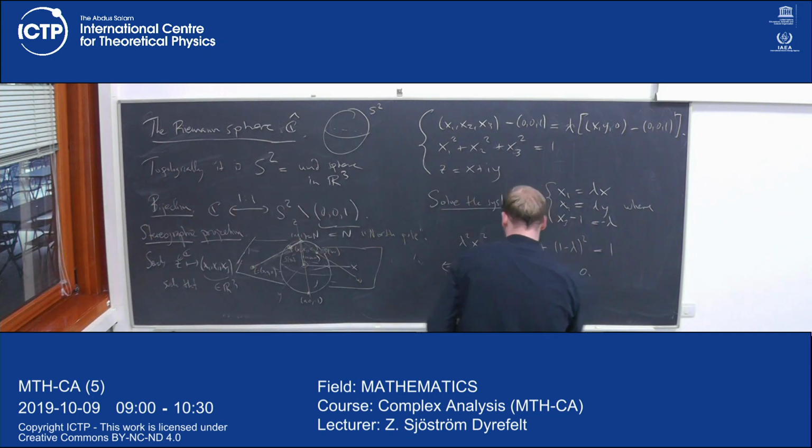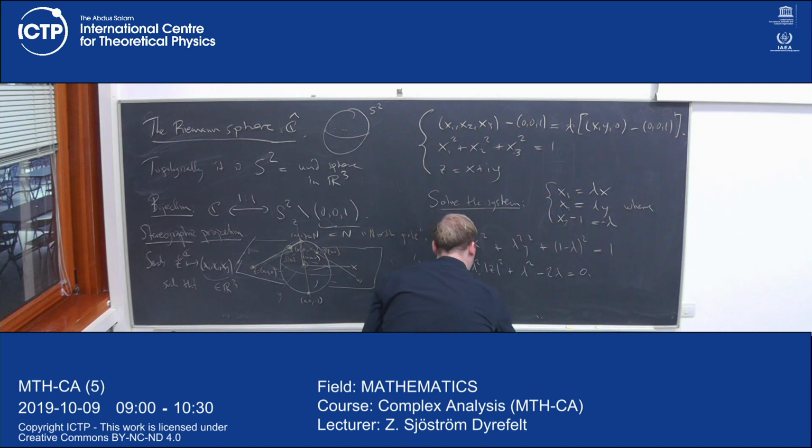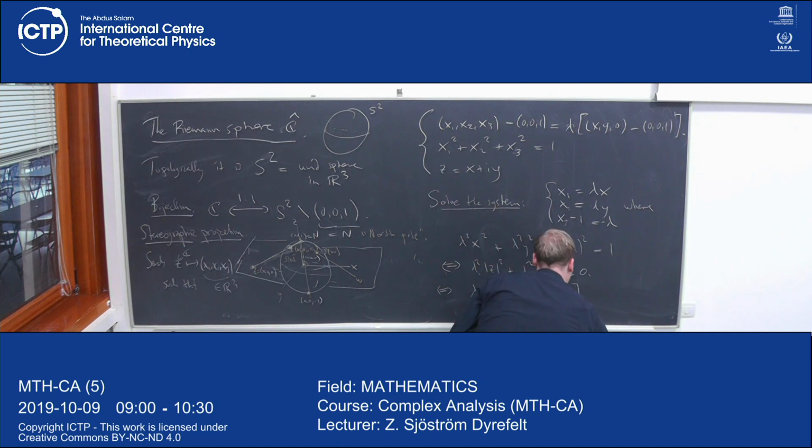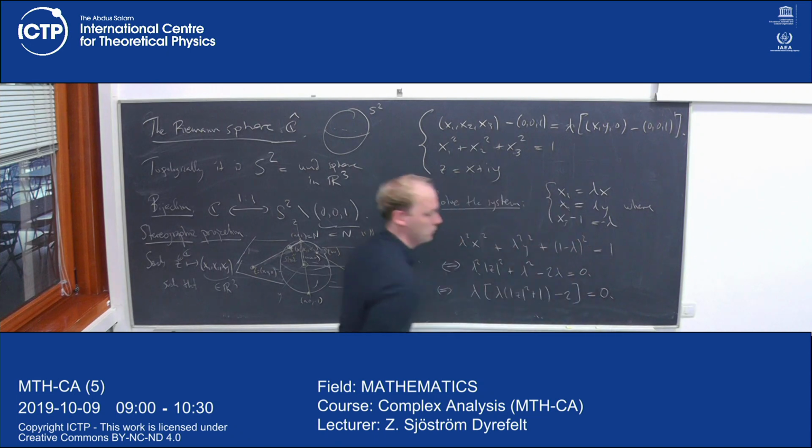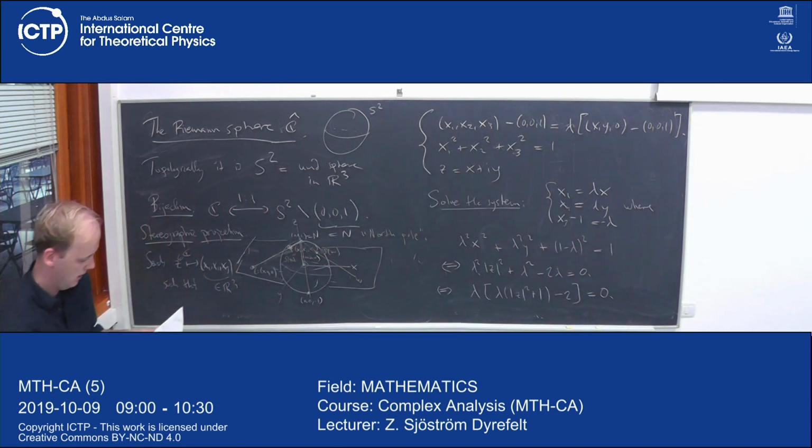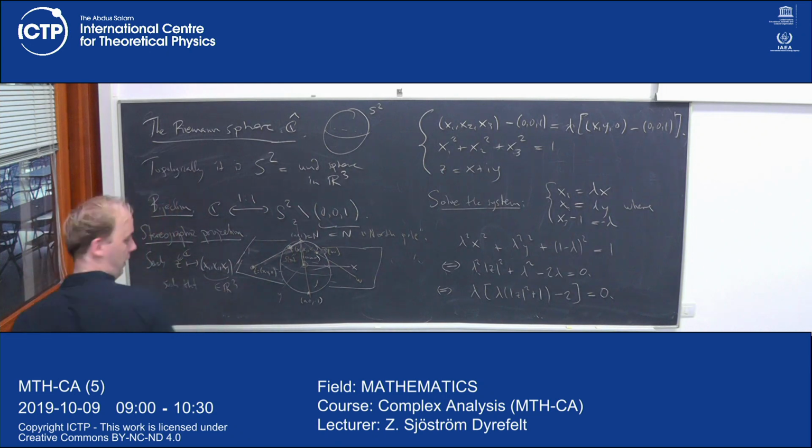And now, this means that if we take out lambda, we can write it like this: lambda times modulus z squared plus 1, minus 2, is equal to 0. Okay, so it's just factorization. So now let's analyze the solutions to this.